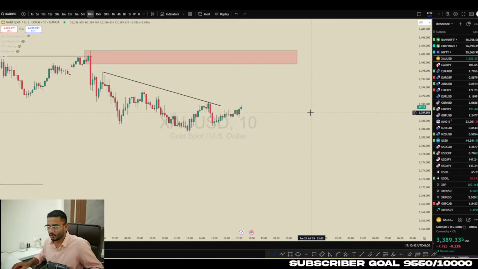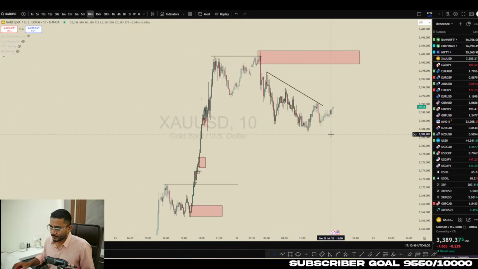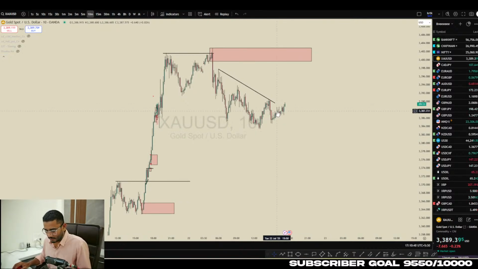So right now on gold, I'm looking for a sell side setup from here. But till then, we want price to make a change of character over here.